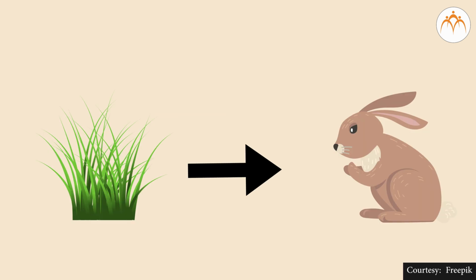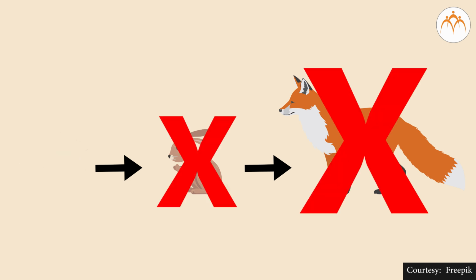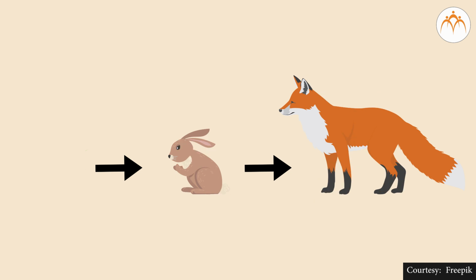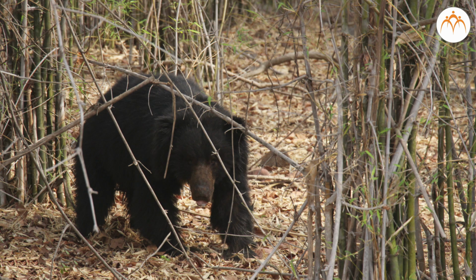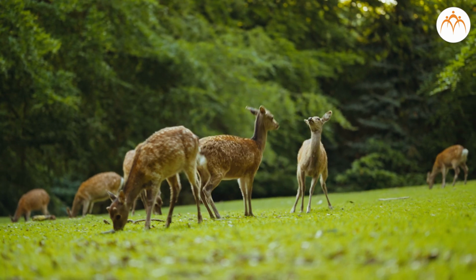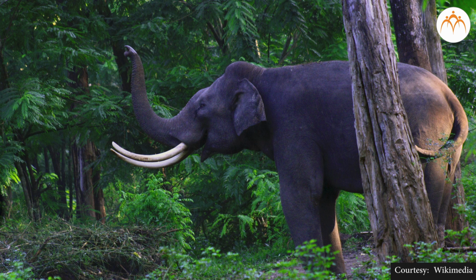Each living thing is connected to every other. They depend upon each other. If one link of a food chain goes missing, the food chain breaks. For example, the deer eats grass and the tiger eats the deer. Thus a chain is formed. A food chain consists of several living things. Every living thing is part of some food chain.